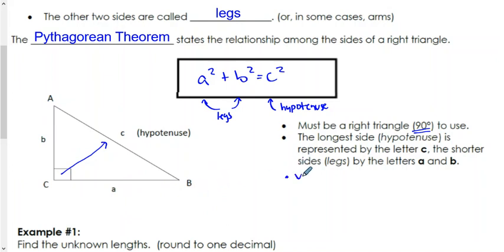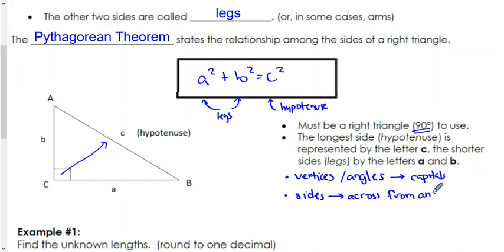So our vertices, or angles, we have labeled with capitals. And our sides, we have to go across from our angles, and they are lowercase.